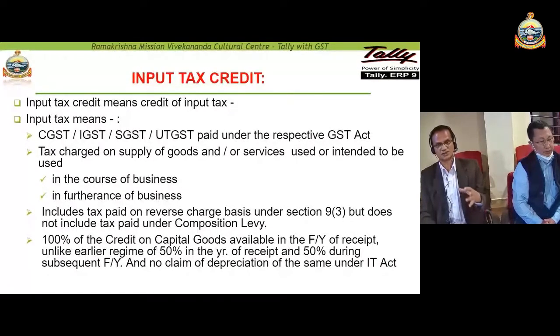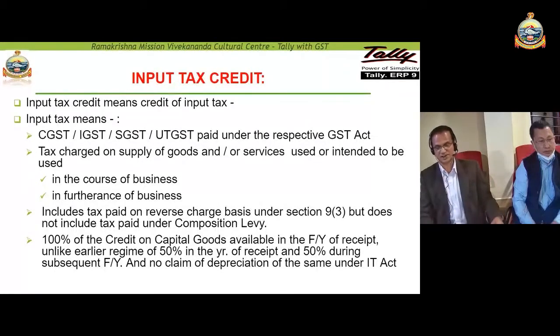Any capital goods on which taxes are paid, and which are capitalized in their asset register, meaning in the account statement, then on capital goods also the credit is allowed. But there is one condition so far as capital goods is concerned. In the earlier regime, capital goods credit was allowed only up to 50% in the financial year when it was received and the rest of the 50% during any following fiscal years. But nowadays under GST, 100% is available in the first year itself.